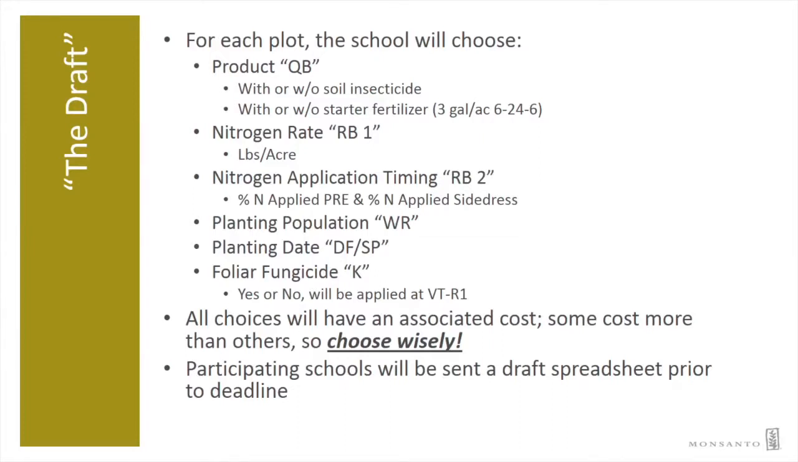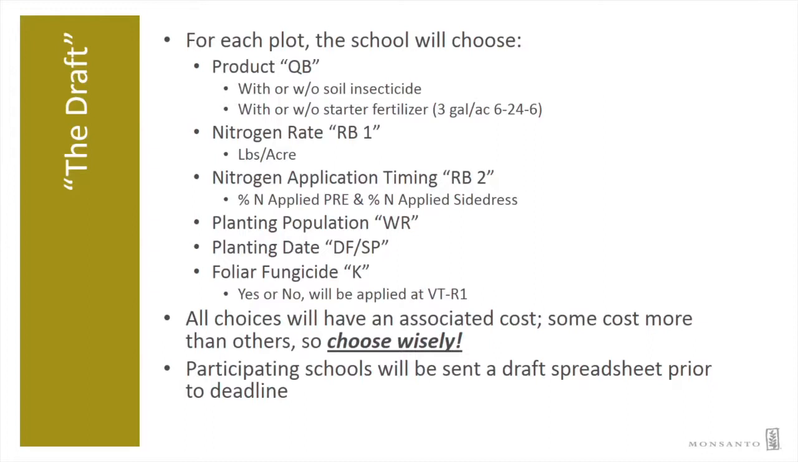So for the draft, we kind of went through the decisions here. I'll flip over to the draft sheet in a second, but just to run through the draft again, you're going to choose a quarterback. That's going to be your corn product, with or without soil insecticide, and with or without starter fertilizer. We're going to run 3 gallons to the acre of a 6-24-6 fertilizer profile. And the nitrogen rate is going to be how many pounds per acre do you want? That's going to be running back 1.